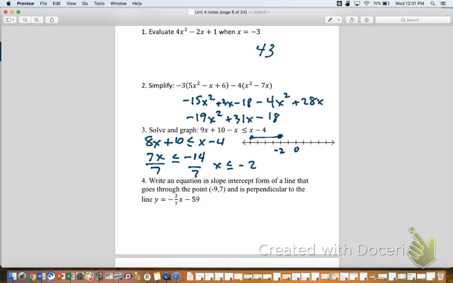What do you guys think of number 3? Any questions, any concerns about number 3? You guys doing okay? Yes, sir.